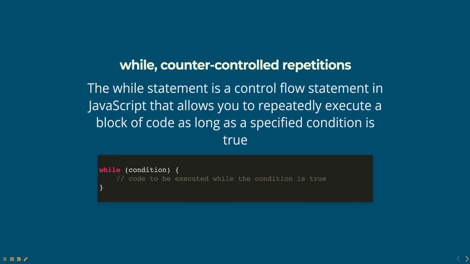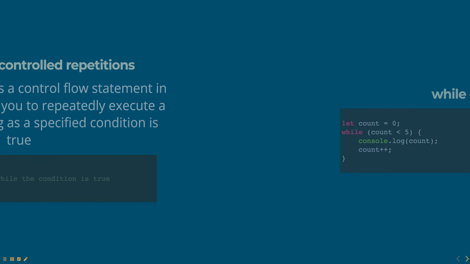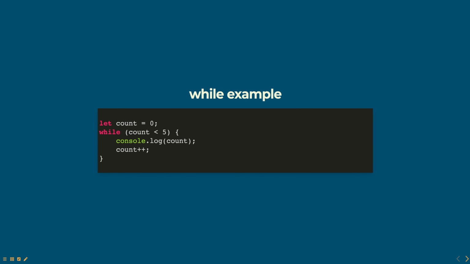following the while loop. For example, in this example, the condition is count less than 5, which means the code block following the while keyword will be executed as long as count is less than 5. The variable count is incremented by 1 at the end of each iteration. So it will increment from 0 to 4 and the loop will stop.